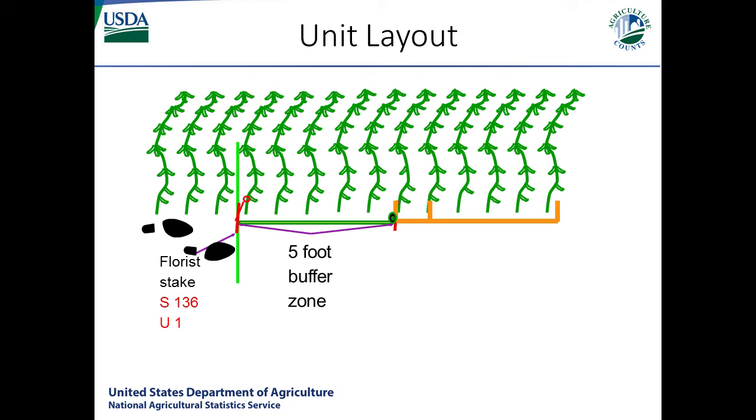This stake should have the sample number and the unit number written on it. In this illustration, this unit is sample 136, unit 1. The florist stake at the beginning of the 6-inch count area should also contain the sample number, the unit number, plus the row number. Please see where the other two stakes should be.